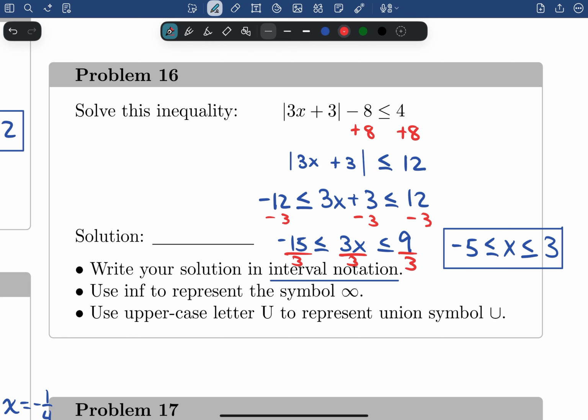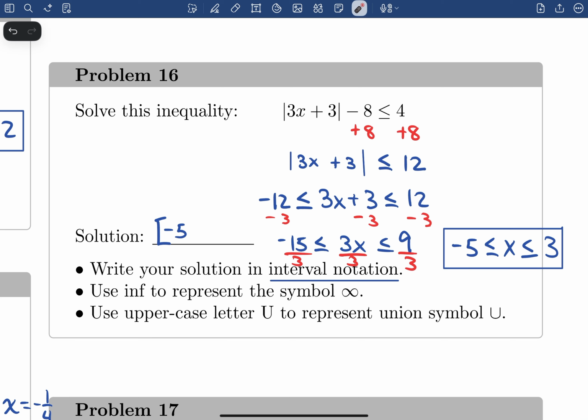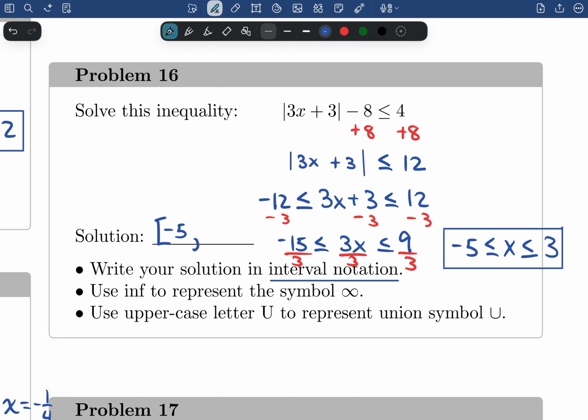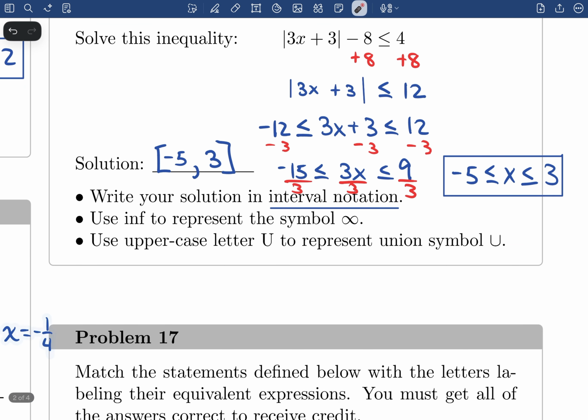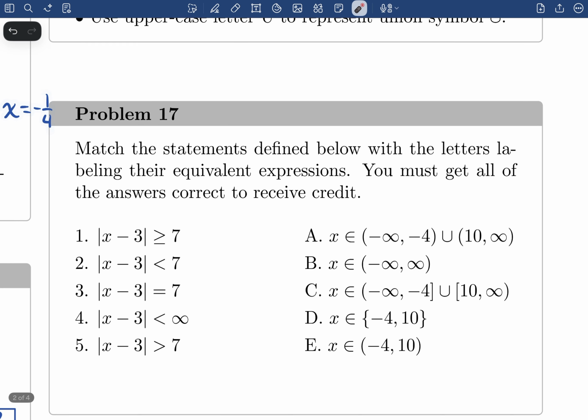So in interval notation, I'll start at negative 5, and I'll put a bracket around negative 5. Why? Because negative 5 is less than or equal to x. Now I put a comma, and my interval stops at 3. And I put a bracket at 3. Why? Because x is less than or equal to 3. So here's my interval notation solution, and I'm ready to move forward to problem number 17.